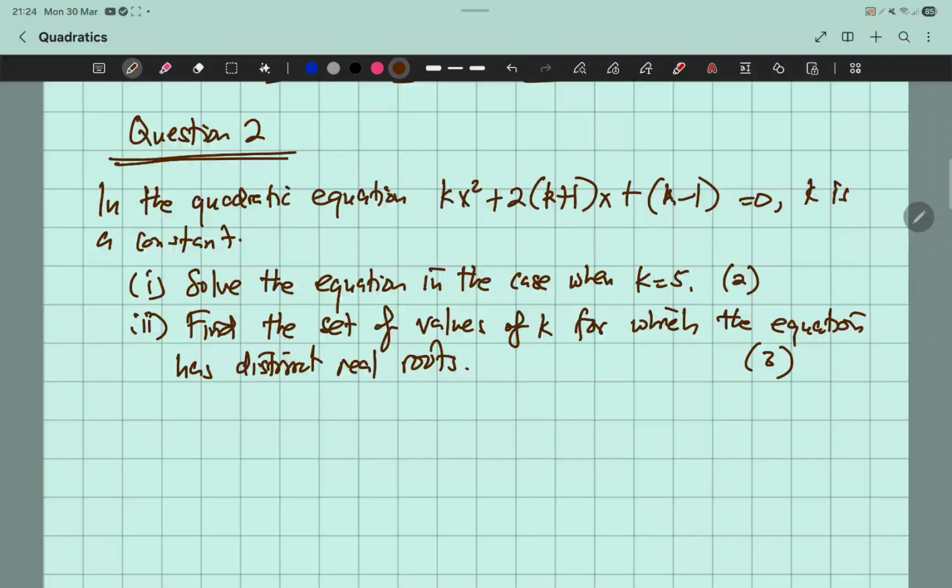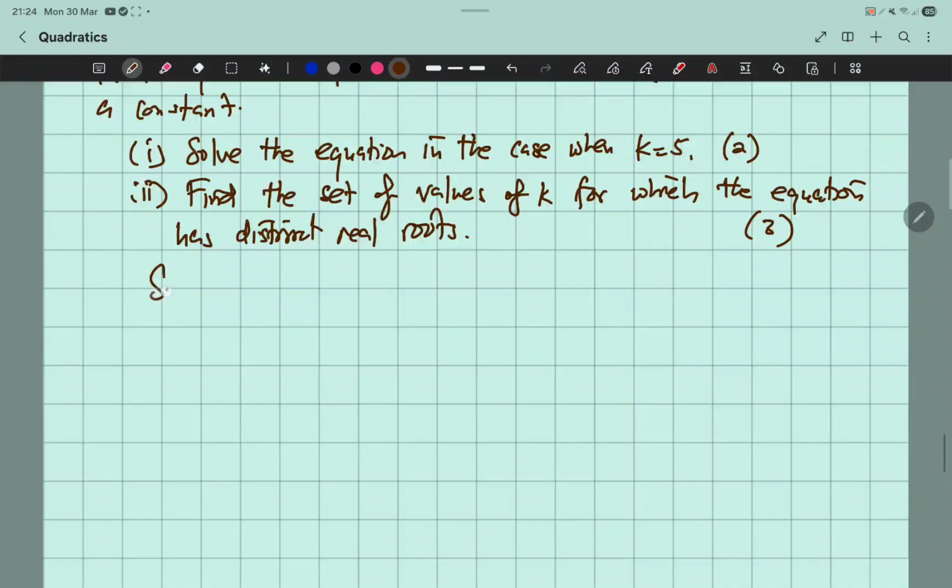Alright, so another question that we can take is this question here. In the quadratic equation kx squared plus 2(k plus 1)x plus k minus 1 equal to 0, k is a constant. Solve the equation in the case when k equals 5. So we want the values of x when k is equal to 5. Let's attack it and the solution.